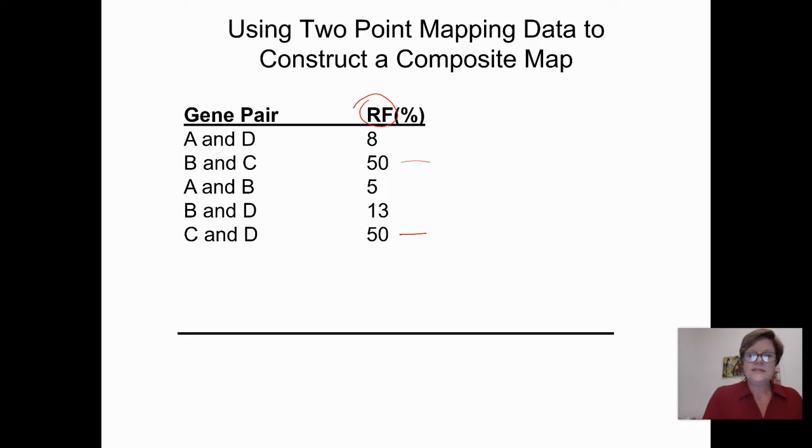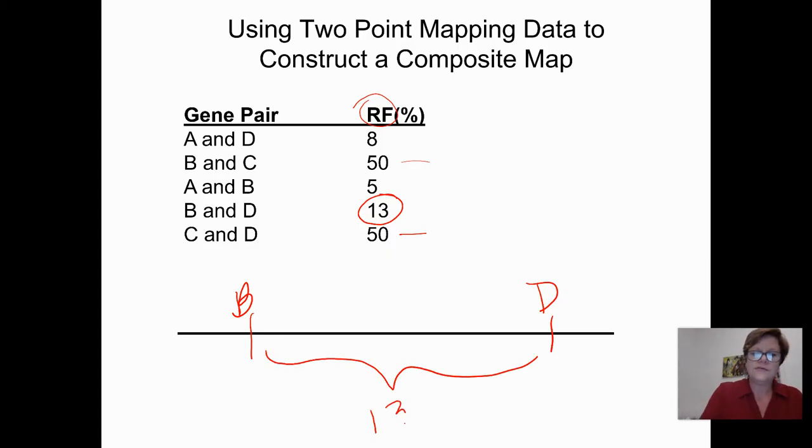A and D are linked at 8 map units apart. A and B are linked at 5 map units apart. And B and D are linked at 13. So my way of doing it is to start with the biggest number, so you put bookends on the map. It doesn't matter if you put B on the left or on the right, but I'm going to do it like this. So that's 13 map units altogether.